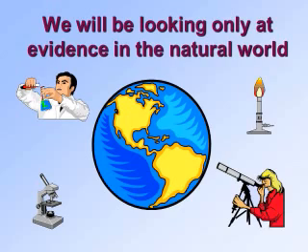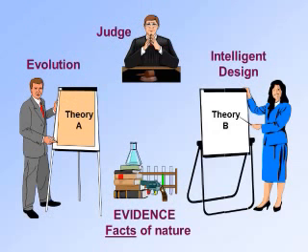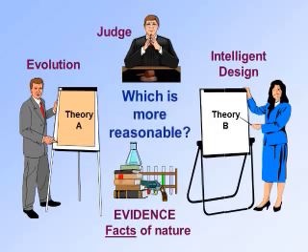So we're going to look at the evidence of the natural world, and that's it. We're not making appeals to religious books. This evidence can be used to judge the relative merits of these two views. There are only two answers to this. And it's going to be very much like a court case. Here's the evidence. That's the facts of nature. Here's the evolutionary interpretation. Here's the intelligent design interpretation. And you're going to have to be the judge. And the best you can do is answer which is more reasonable.